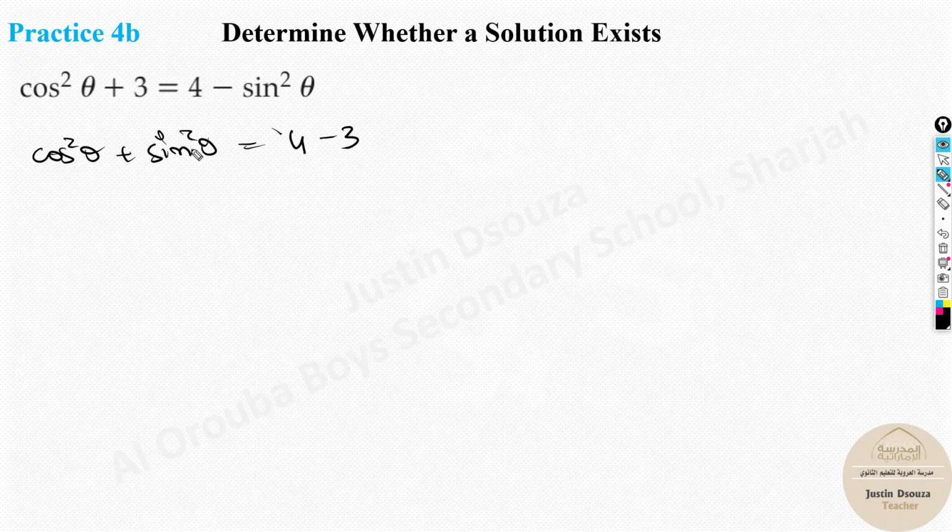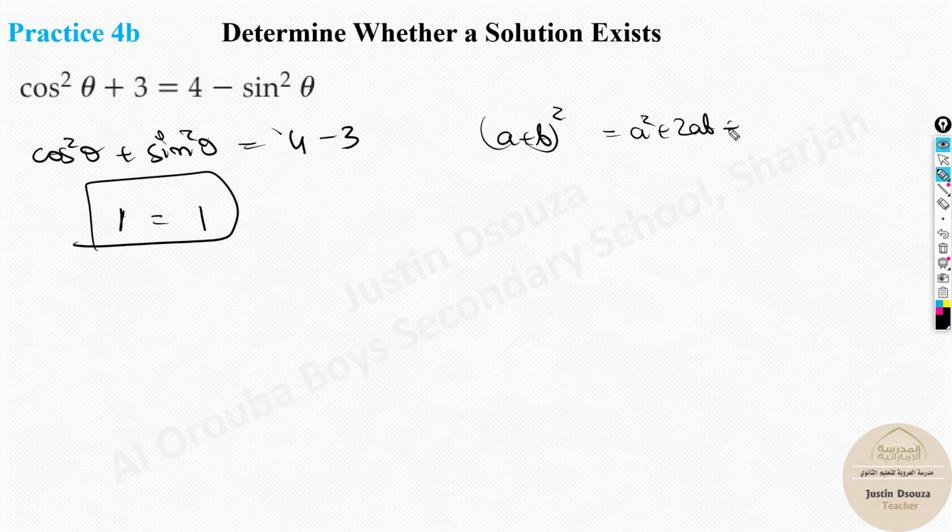Now, what is cos square theta plus sine square theta? It is 1, the Pythagorean identity. Here we are getting a number, and over here also, 4 minus 3 is 1. What is this basically? It's an identity. No matter what, the solutions are true. Whenever we have an identity, it's like (a plus b) the whole square equals a square plus 2ab plus b square. If you assume certain values, a equals 2 and b equals 3, substitute a and b and square them, the left side and right side will be the same no matter what.